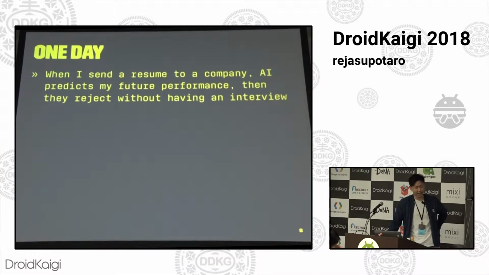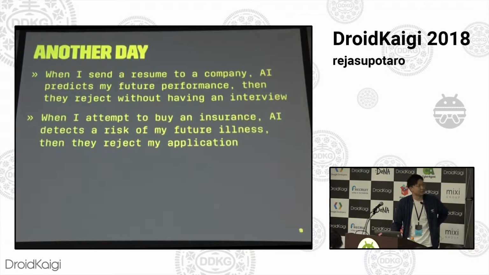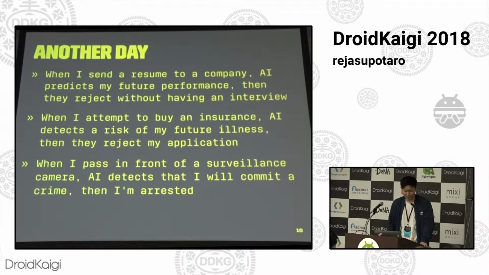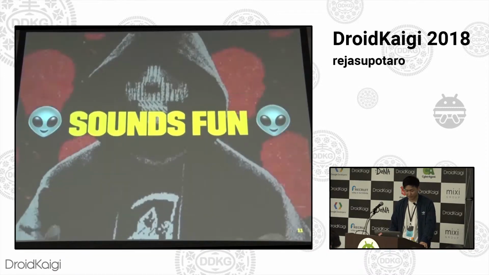So in the future, it can happen. One day, when I send a resume to a company, AI predicts my future performance, then they reject my application without having an interview. And another day, when I attempt to buy insurance, AI detects the risk of my future illness, then they reject my application. Oh gosh. Then on another day, when I pass in front of a surveillance camera, AI detects that I will commit a crime in the future, then I'm arrested. So yeah, this is the future, you know.